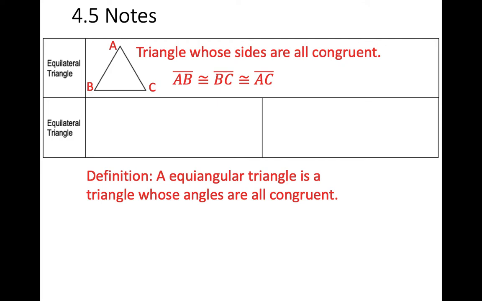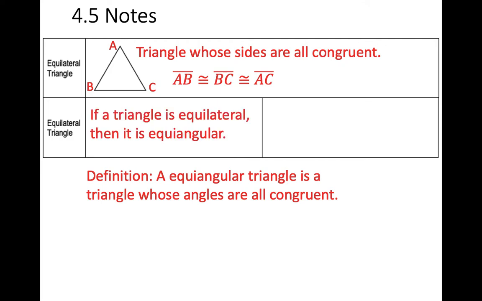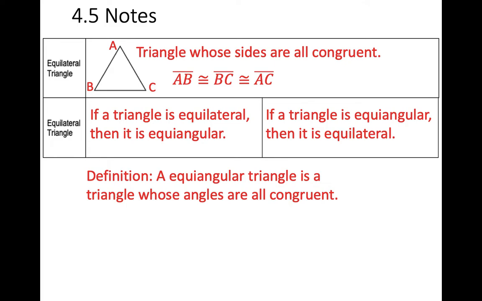An additional thing about an equilateral triangle: first, before we do that, we have to tell you what an equiangular triangle is. An equiangular triangle is a triangle where all the angles are congruent. So equilateral is where the sides are congruent, and equiangular is where the angles are congruent. And it turns out that those are actually the same thing. If a triangle is equilateral, then it is equiangular, and the converse is also true. If a triangle is equiangular, then it is also equilateral.